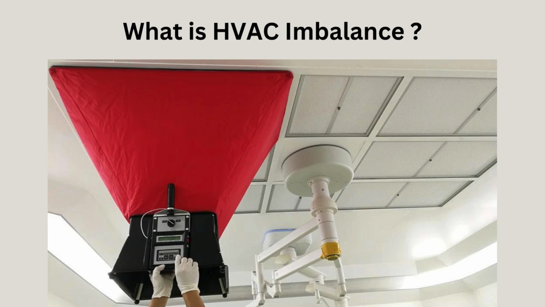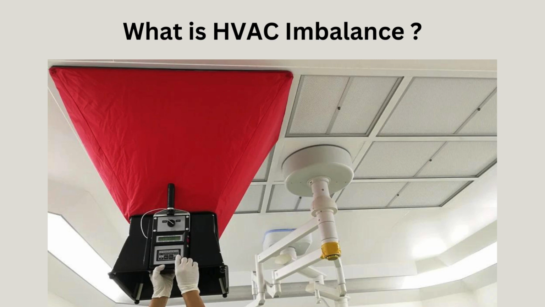Symptoms of HVAC ventilation imbalance: hot and cold spots. Some rooms may be too hot or too cold, while others are comfortable. This can be caused by a variety of factors, including the placement of air vents, the size and shape of the rooms, and the type of HVAC system.